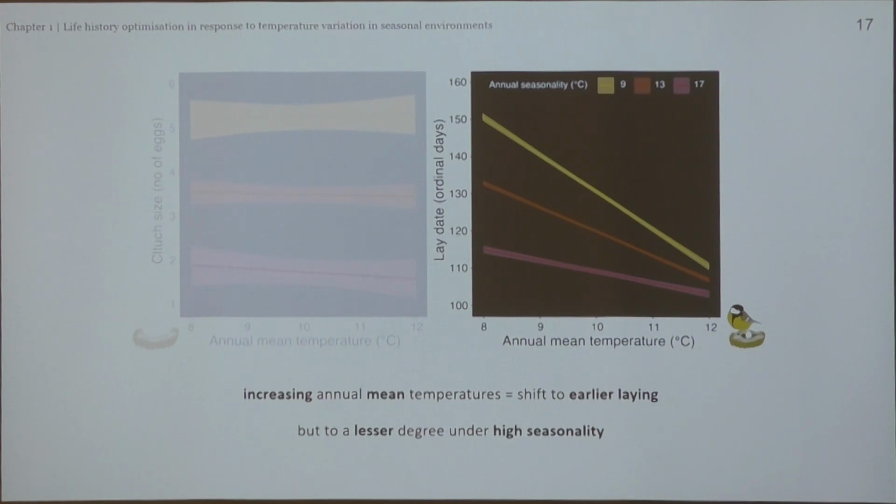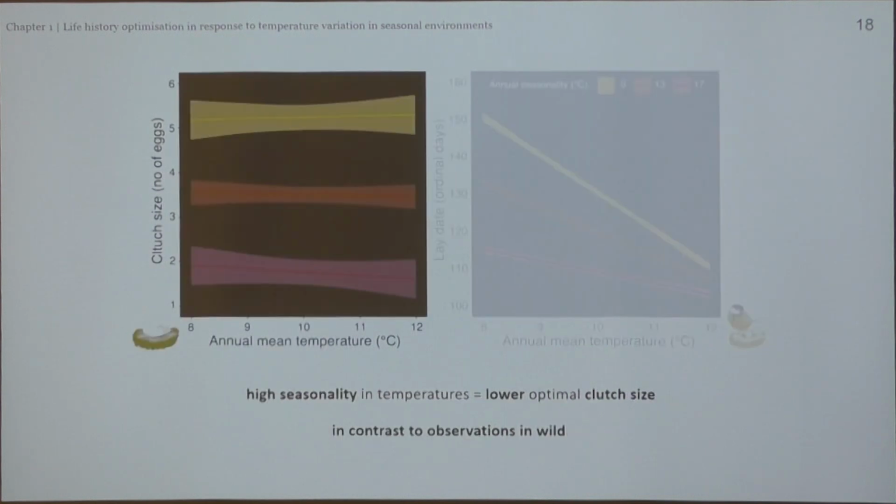And specifically, we can see that an increase in annual mean temperatures shifts optimal laying to be earlier, but that this shift towards an earlier optimal laying happens to a lesser degree under higher seasonality, so moving from yellow to pink. Whereas with clutch size, high seasonality, so the pink in temperatures, selects for a lower optimal clutch size than under lower seasonality.